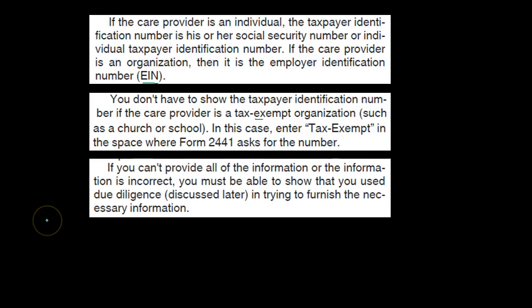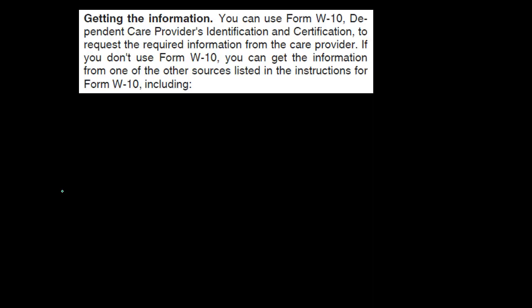Back to the text. If you can't provide all the information or the information is incorrect, you must be able to show that you used due diligence, discussed later, in trying to furnish the necessary information. So if we don't know what the address is or the EIN number, then the IRS is going to be skeptical, of course, of giving a credit if we don't have that information. They want to know who we paid it to basically to take the credit typically. So we have to show basically due diligence that we really tried to get the address and the identification number. Maybe they closed or something like that and we couldn't get it.